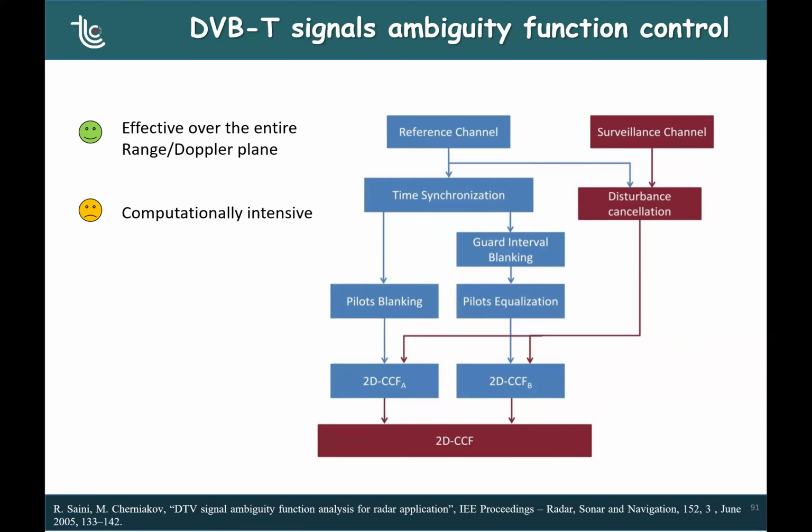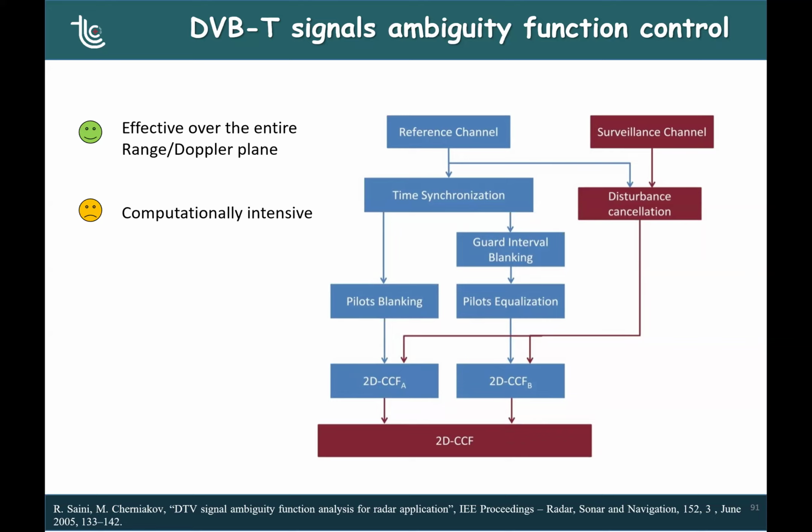This is just an example to let you understand that not all the signals, communication signals, can be used as they are for sensing applications. In some cases, it is necessary first to process the signal before building the ambiguity function, so before the detection. As you can see here, there are some of the blocks that are used for the DVB-T signal.